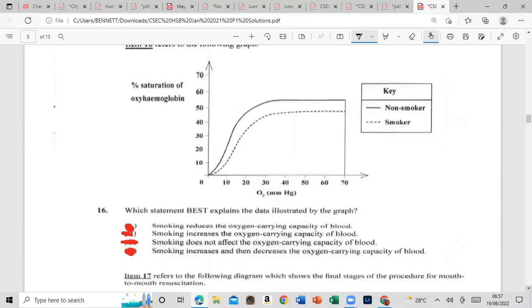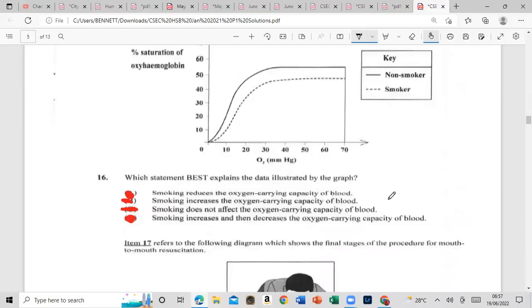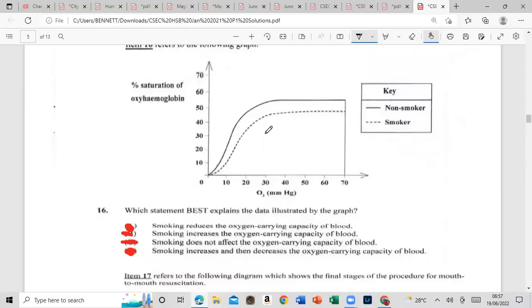All right, number 16. Which statement best explains the data illustrated by the graph? So here we have the non-smoker, and we have the smoker. We have the saturation of hemoglobin, and we have the oxygen right here. Which statement explains it? Let's see: smoking reduces the oxygen carrying capacity of blood. That could be it. Smoking increases the oxygen carrying capacity, can't be. Smoking does not... Smoking increases, then decreases the oxygen. That's A, 16 would be A.